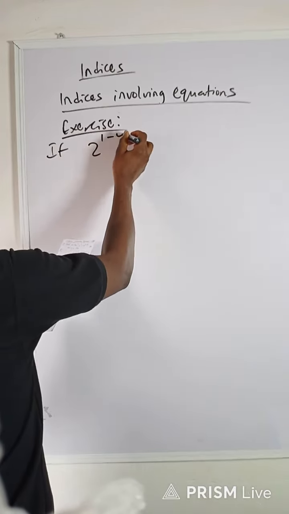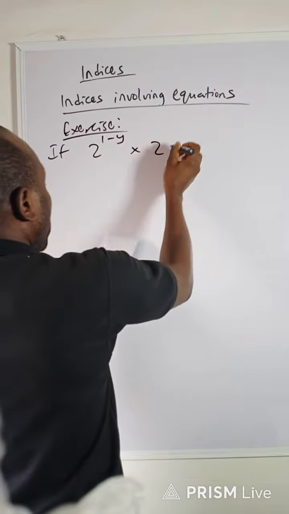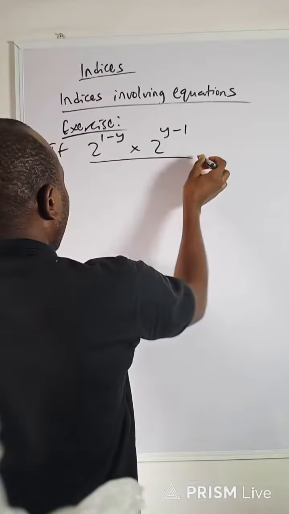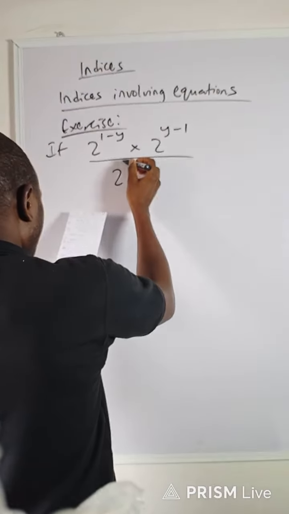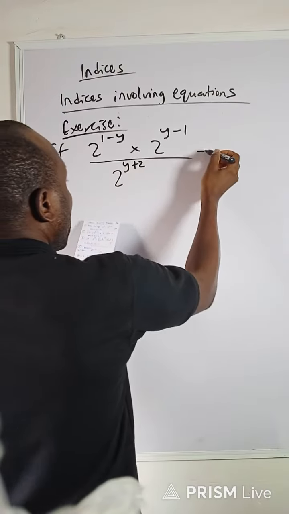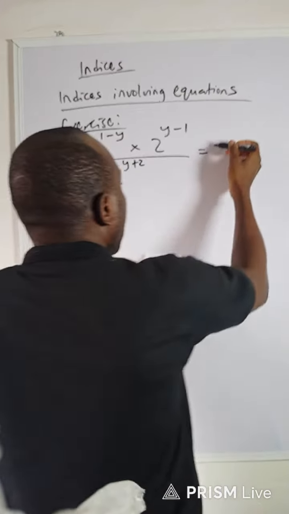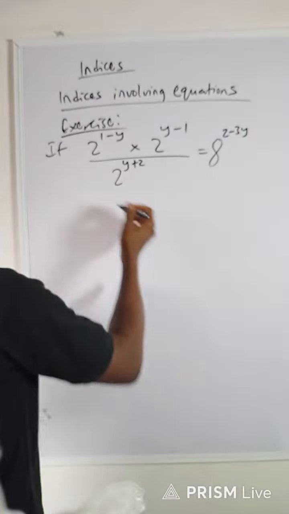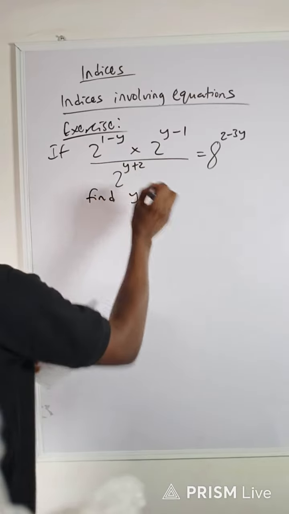If 2 raised to the power of 1 minus y times 2 raised to the power of y minus 1, all divided by 2 raised to the power of y plus 2, is equal to 8 raised to the power of 2 minus 3y. Find y.